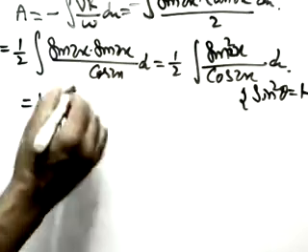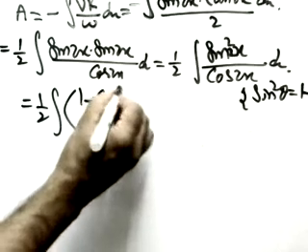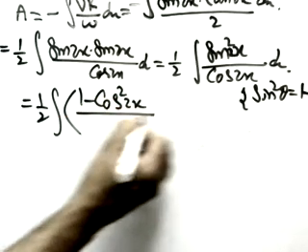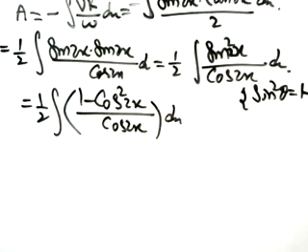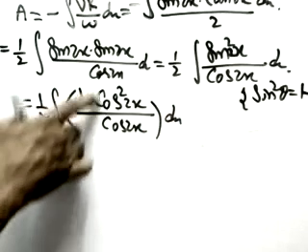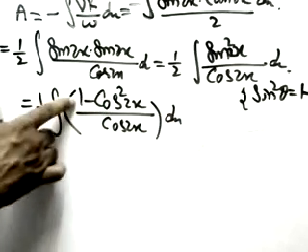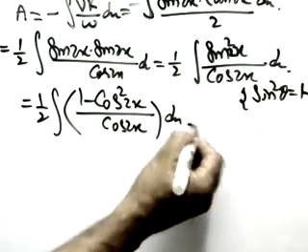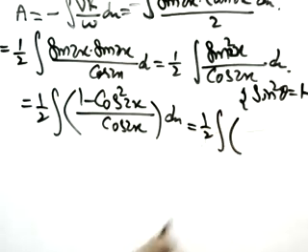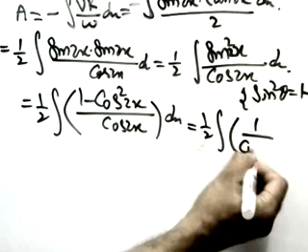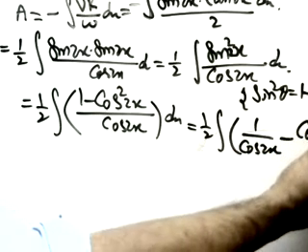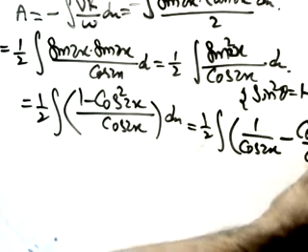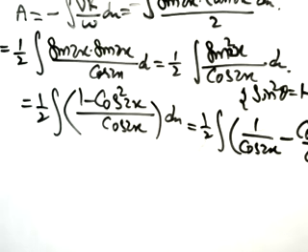I'm writing like this: 1 by 2 integration of (1 minus cos square 2x) by cos 2x dx. Now next step is to separate this, 1 by cos square by cos. Separate the denominator with both the values like this: 1 by 2 integration of 1 by cos 2x minus cos square 2x by cos 2x dx.